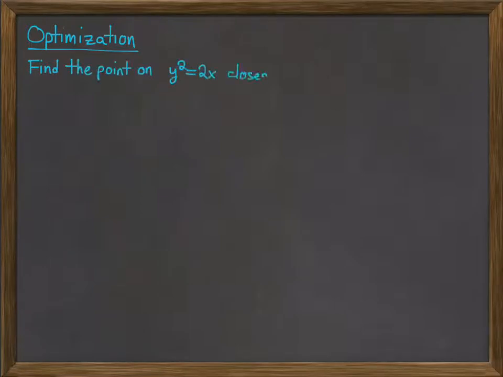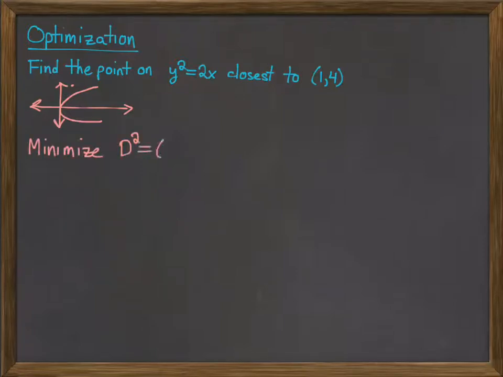One of the typical problems we see with optimization goes something like, find the point on this curve closest to this other point. So find the point on y squared equals 2x closest to (1, 4). Of course, you draw a picture. You know that that's a parabola that opens to the right, and there's a point that's somewhere above it. The key with these kinds of problems: you want to minimize distance, but it's sufficient to minimize distance squared.